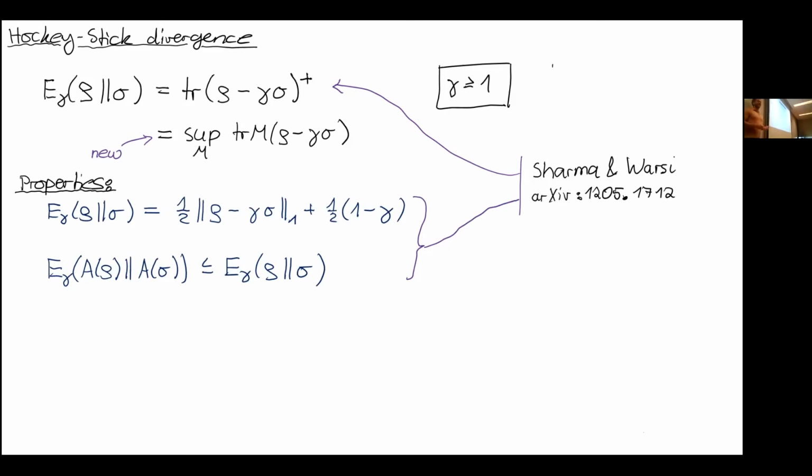Okay, some properties of this quantity that are going to be useful for working with differential privacy in this formulation. One, of course, this quantity is closely related to the trace distance. Not just that if we take gamma to 1 it's equal to the trace distance, but we can actually write it also in terms of the trace distance. And an important property that Sharma and Vasi already proved is that it obeys data processing. So if I apply any quantum channel to the two inputs, this can only make the quantity smaller.